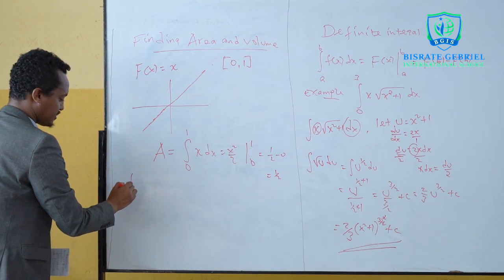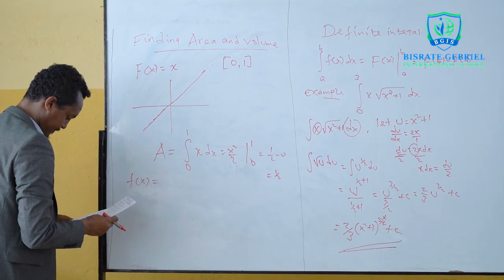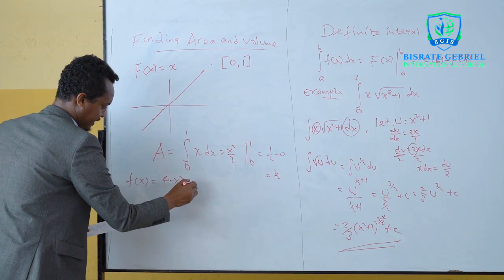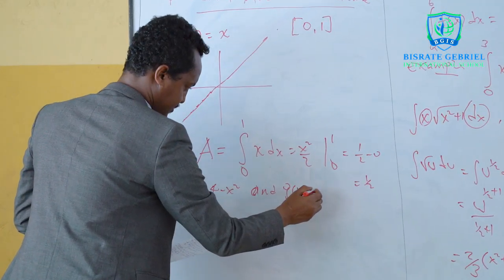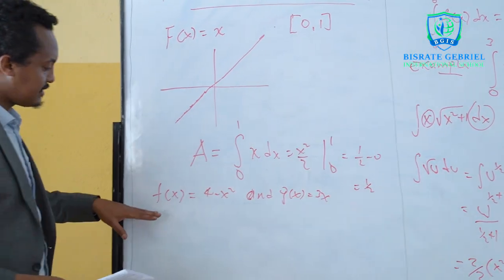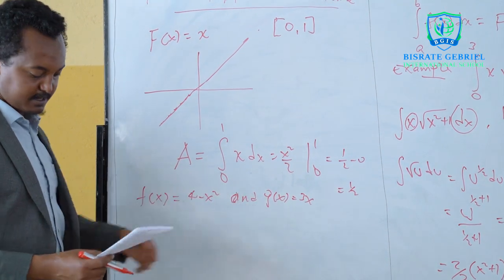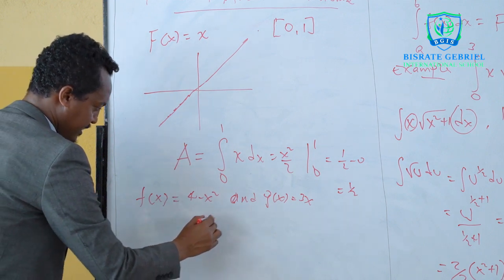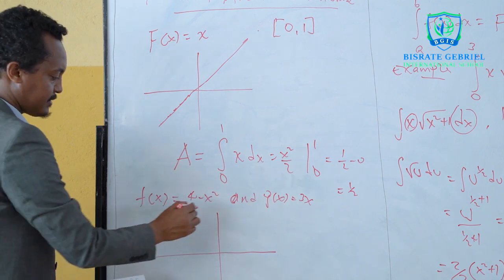But when you have two functions, what about two functions? For example, let's take one function, f of x, that is 4 minus x squared, and g of x, that is a straight line. You may be asked the area which is formed between these two functions, between the points of intersection. So the first thing we do is draw a graph of these functions on a given coordinate plane.